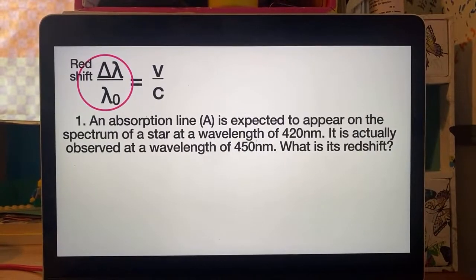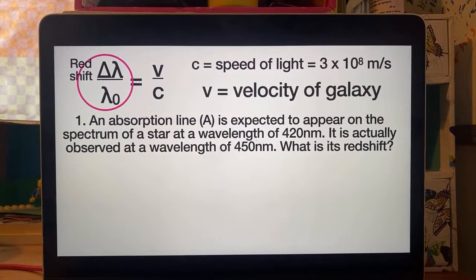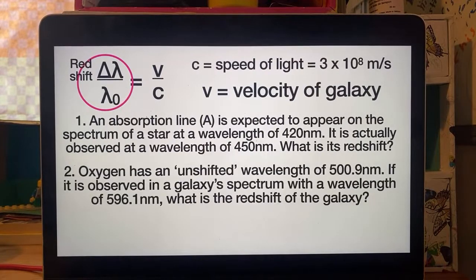Question number 1, which is exactly the same as the last question you just did, but with different numbers to give you a bit more practice. An absorption line, A, is expected to appear on the spectrum of a star at a wavelength of 420 nanometers, but is actually observed at a wavelength of 450 nanometers. What is its redshift?